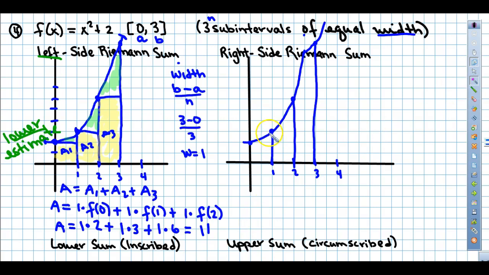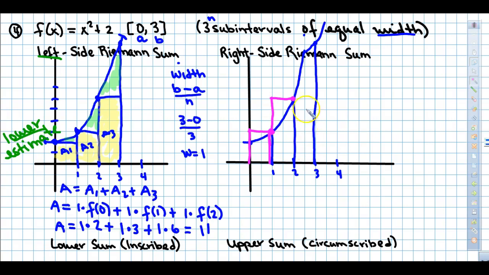Okay, so I'm using this side right here, but I'm going to come across right there. This is going to be the rectangle because that's the rectangle whose right top endpoint is on that curve. I'm going to do the same thing here. I want to draw a rectangle whose right top endpoint is going to be on the curve.